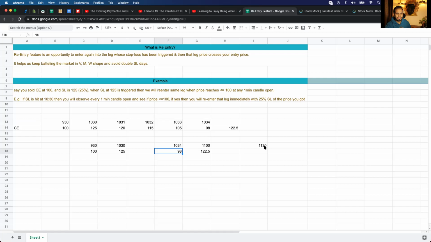Okay. So let's say at 11:30, I got an opportunity to enter at 94 rupees, 95 rupees say. So my SL now will be 95 into 1.25. Simple. 118.75. I'll immediately enter at 11:30. So I hope this thing is very clear. This thing is simple to understand. I think so. Beta users obviously said the same thing.